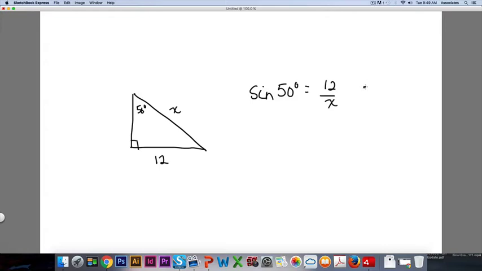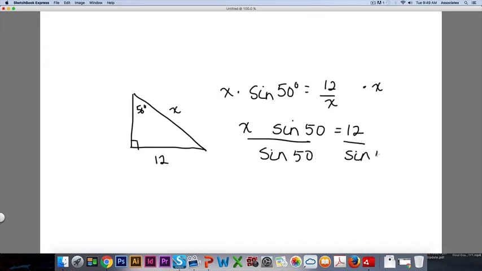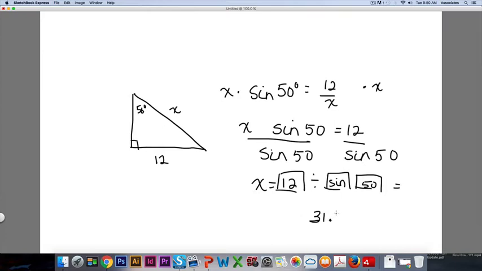Again, the variable's in the denominator, so multiply both sides by x. So I get x sine of 50 equals 12. Divide both sides by the sine of 50. So I get x equals 12 divided by sine of 50. Punch that into your calculator, push the sine button, and then push in 50, hit equals, and I came out with 31.3. And that makes sense because the hypotenuse needs to be bigger than 12.